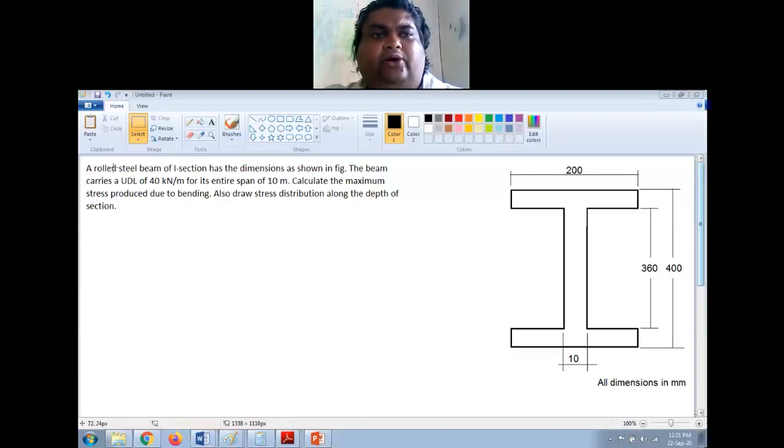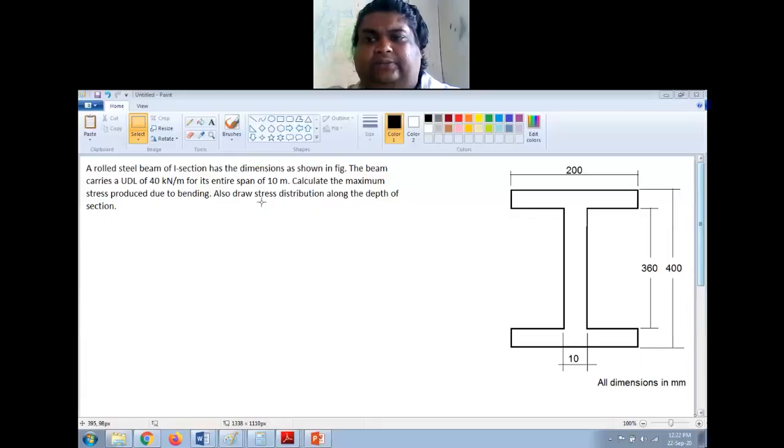Okay, the numerical is: a rolled steel beam of I section has the dimensions as shown in the figure. This is the section. The beam carries a UDL of 40 kilonewton per meter for its entire span of 10 meters. Calculate the maximum stress produced due to bending. Also draw the stress distribution along the depth of the section. Right? This is the depth of the section. Along the depth of the section, how the stress is distributed, we have to draw them.